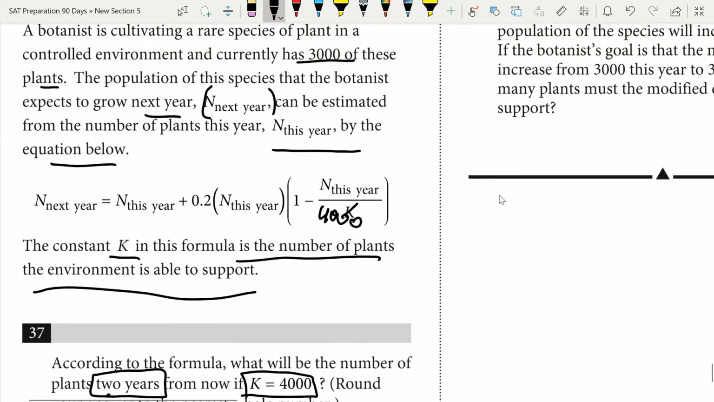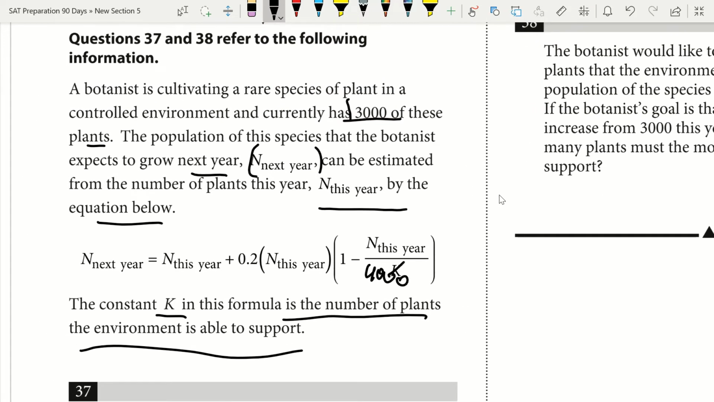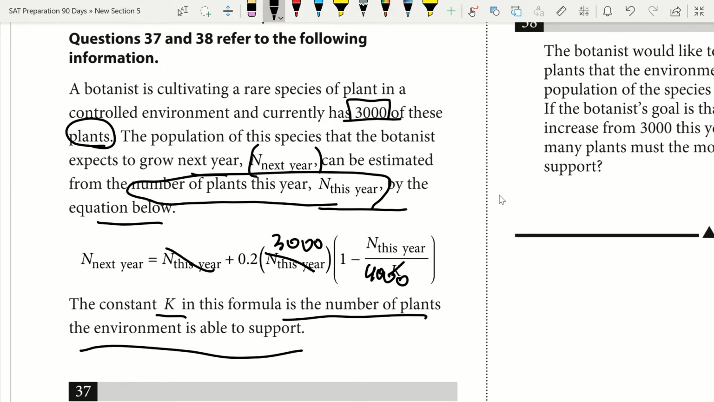We know that N this year is going to be 3,000 because that's what it tells us. She currently has 3,000 of these plants, and N this year is the number of plants she has this year, which is 3,000. So we can plug in 3,000 here, here, and here as well. Now we're asked to solve for the number of plants 2 years from now. So we're going to have to solve for next year's, that's 1 year from now, and then take whatever next year's is and plug it in for this year's, and then use that to solve for the year after that. Okay, so let's go ahead and do this.